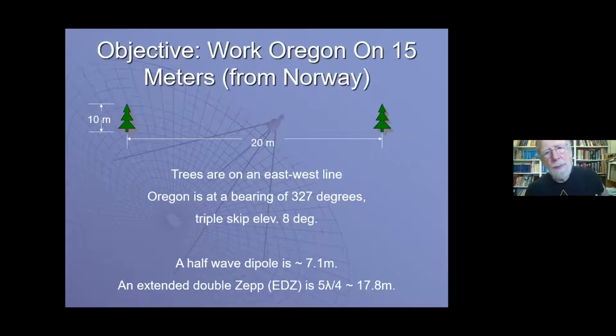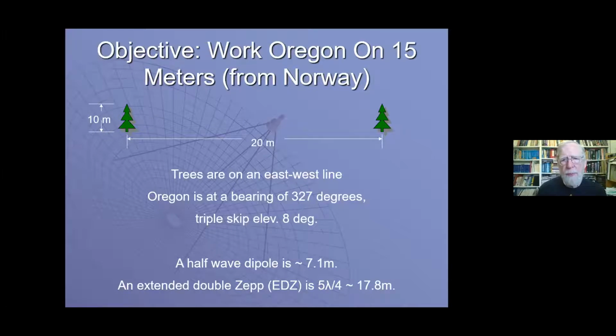Here's an example. This slide here was prepared when I gave a talk in Norway on the topic, so it's a little bit off from the UK. But as I recall, Oregon from Manchester is something like 320 degrees, so it's not very far off. We've got a couple of trees 20 meters apart, 10 meters high, and they're on an east-west line, and we're in Norway, and we want to talk to Oregon. And here are some figures down at the bottom.